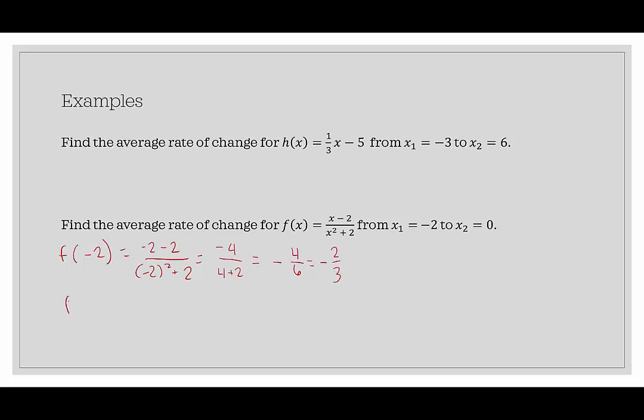Looking at x sub 2, we're going to plug in 0 this time, and this will give us 0 minus 2 over 0 squared plus 2. That would be negative 2 over 2, which would be negative 1.